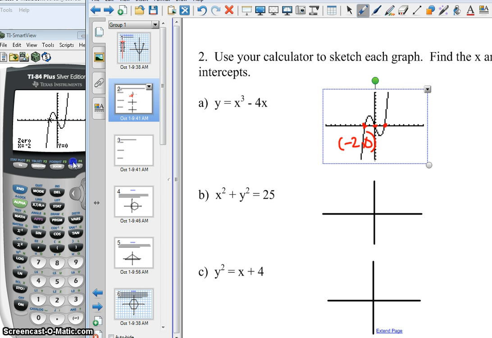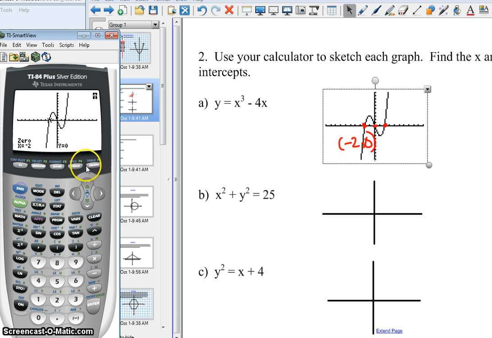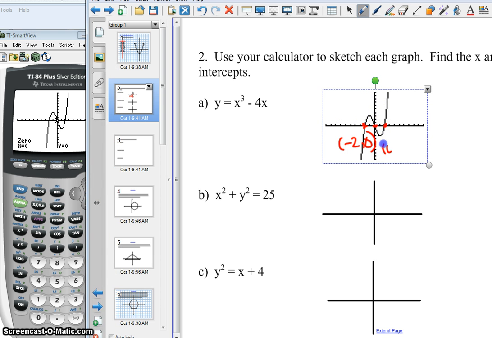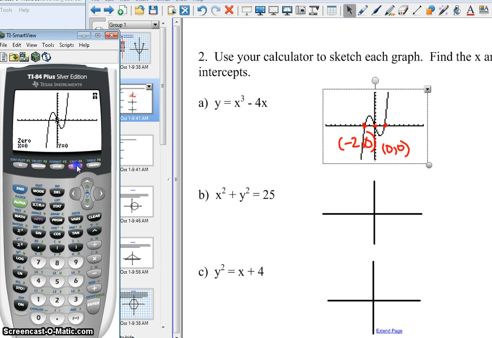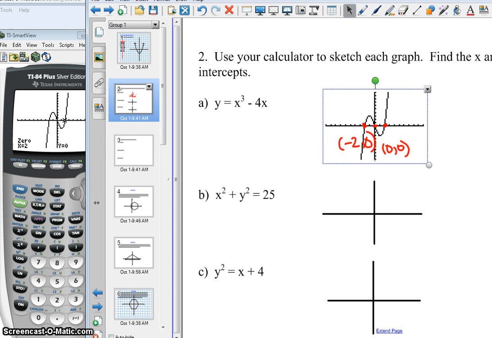The next one looks like it's 0, 0. Let's go ahead and check it. Second, calc 0. Move it so that it is to the left of the 0. Press enter. Move it to the right of the 0. Press enter, and then enter one more time. And that one is 0, 0. And now we'll find the third one. Second, calc 0 again. To the left of the 0, to the right of the 0, and so the final x-intercept is the point 2, 0.